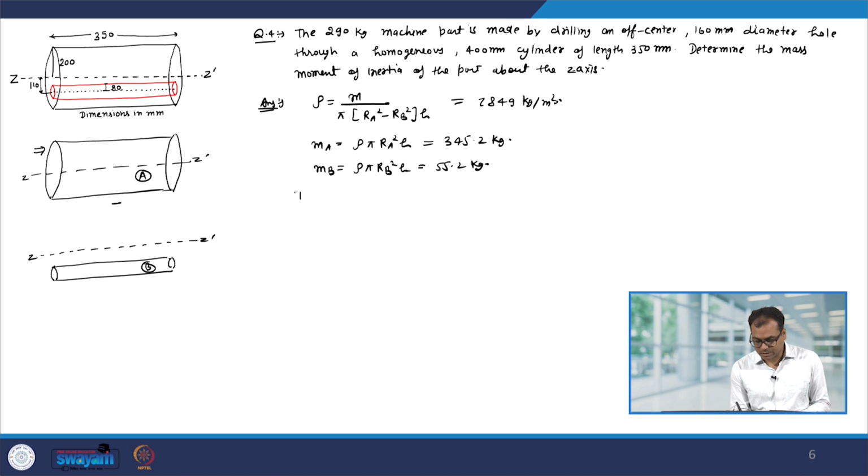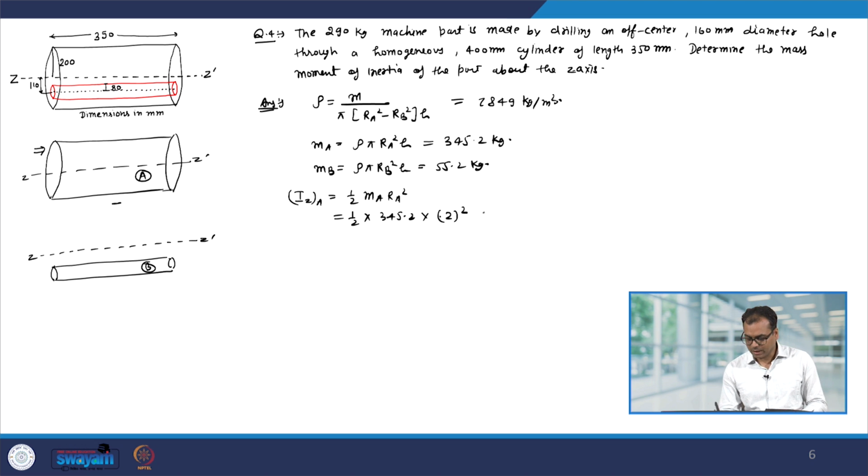Now, the moment of inertia of cylinder A about the z axis will be equal to half m_a r_a square. Let us put the value. So, that is equal to half into mass 345.2 into r_a, the radius of cylinder A, which is 0.2. So, therefore, 0.2 square and that comes out to be 6.904 kg meter square.